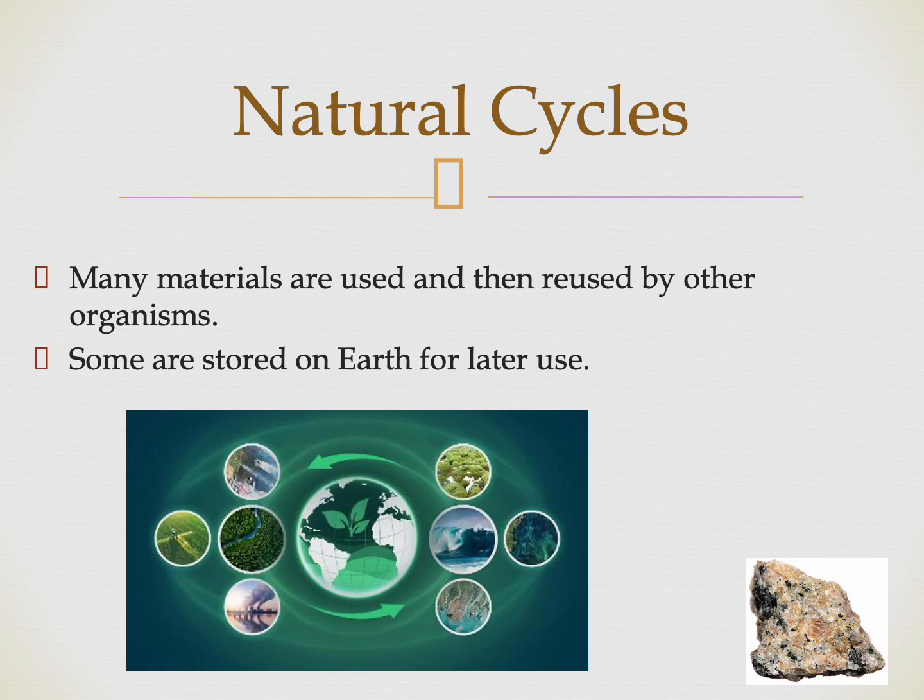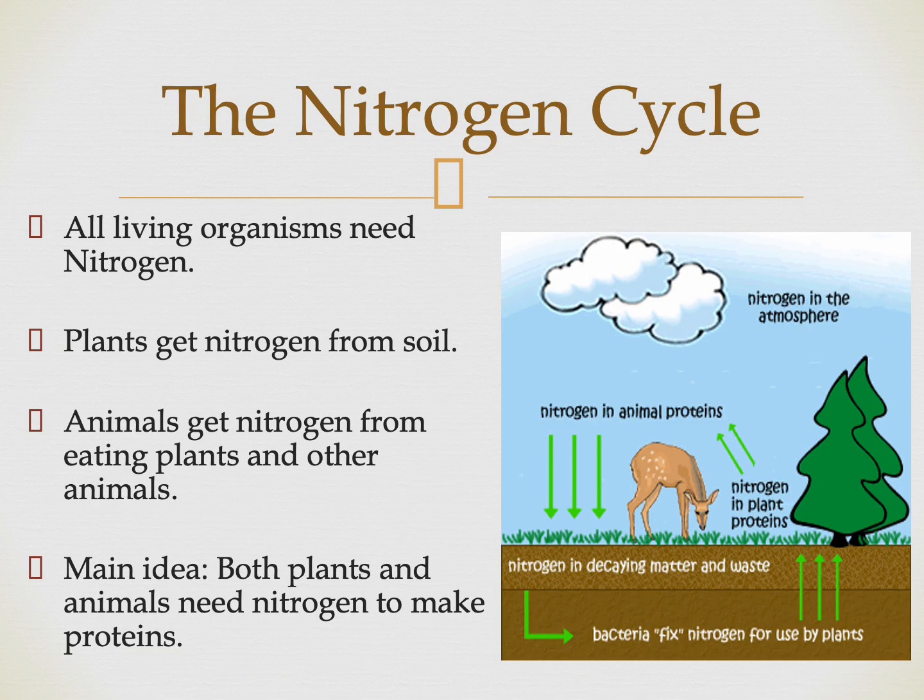Many materials are going to be used and then reused by other organisms. Some are then also stored on Earth for later use, and this ties directly into those natural cycles that occur on Earth. The nitrogen cycle consists of all living organisms and how they need nitrogen.